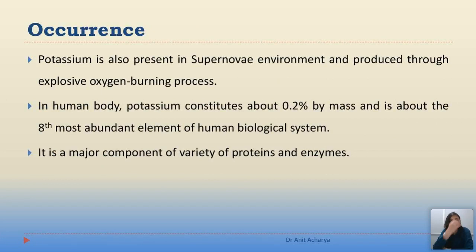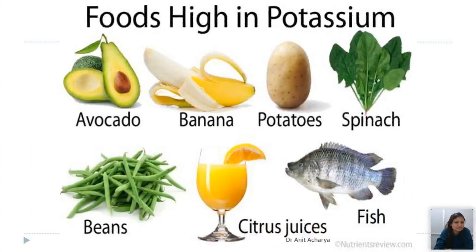You might be knowing it, potassium constitutes about 0.2% by mass and is about the 8th most abundant in the human biological system. A lot of enzymes, amino acids, even the blood pressure is regulated by it. So the physiological action of potassium you all might be aware of.